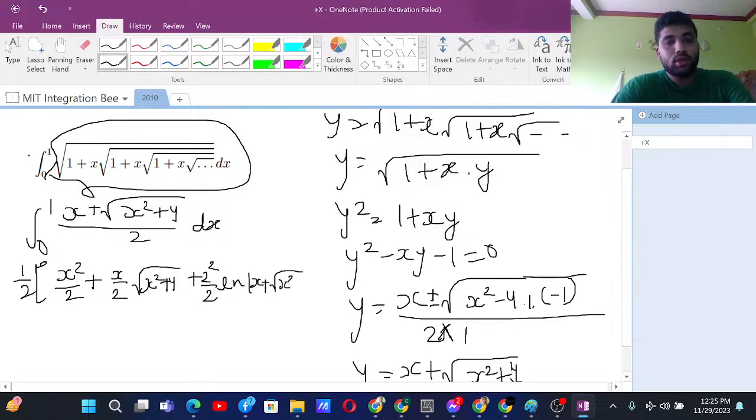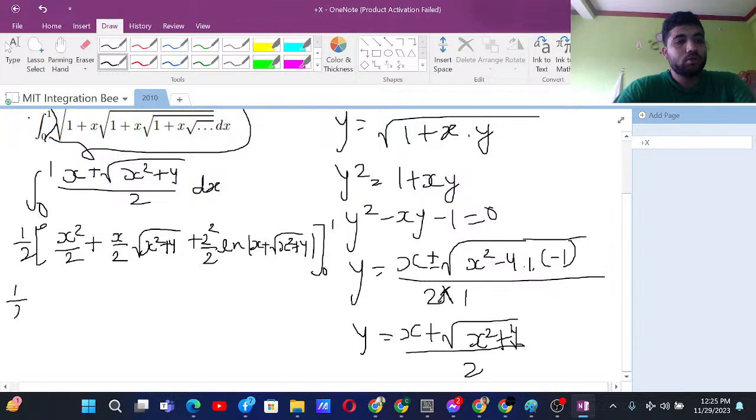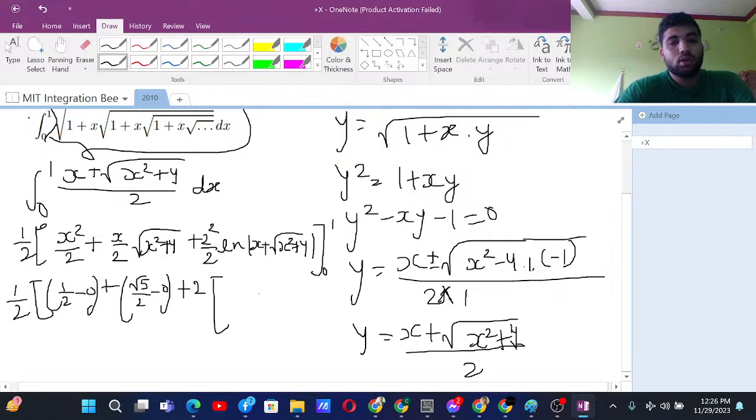This is the standard formula that you need to know, from 0 to 1. Now 1/2. At 1 this is 1/2, at 0 this is 0. Okay, and for this one at 1 this is √5/2, at 0 this is 0 plus, and now at 1 this is 1 + √5, at 0 this is just 2.